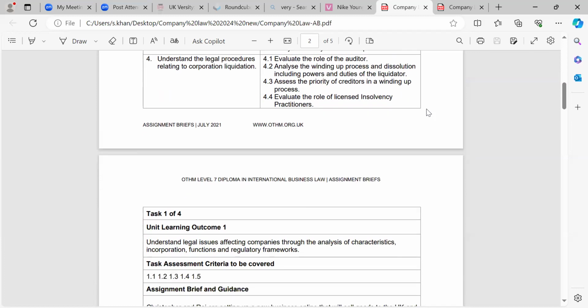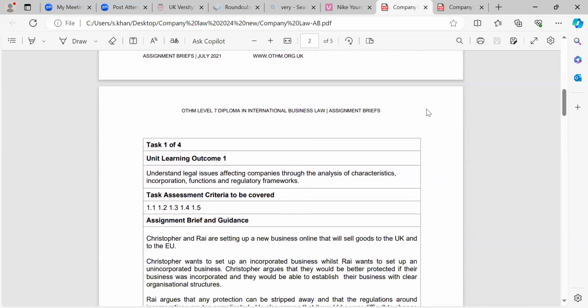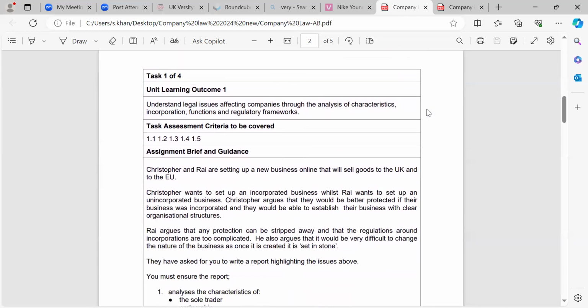We looked at 4.1 to evaluate the role of the auditor. 4.2 to analyse the winding up process and dissolution, including powers and duties of the liquidator. 4.3 to assess the priority of creditors in a winding up process. And 4.4 to evaluate the role of licensed insolvency practitioners. So there's 4 tasks, okay?